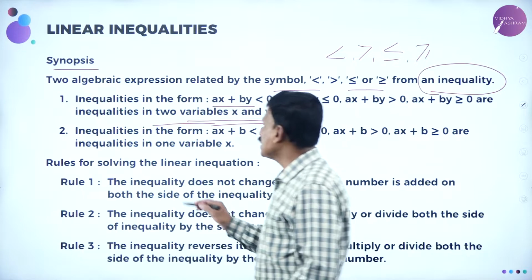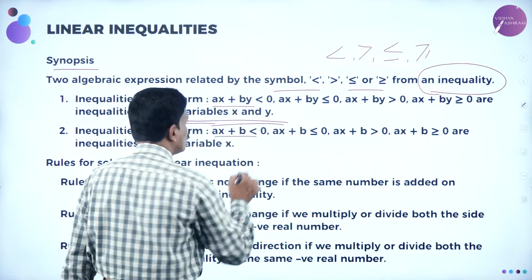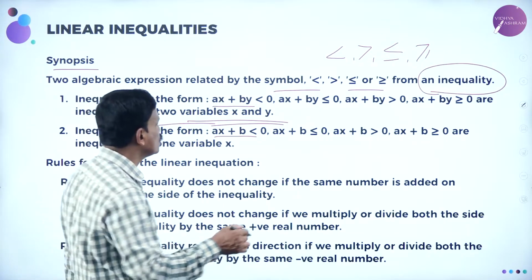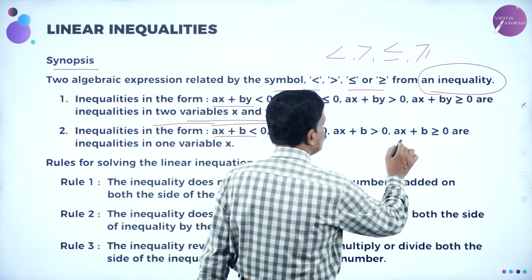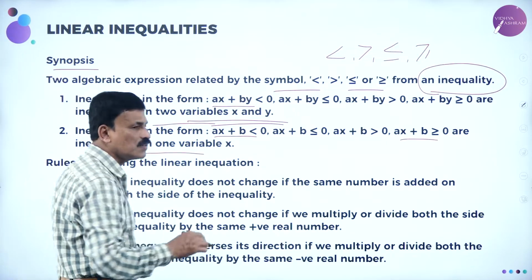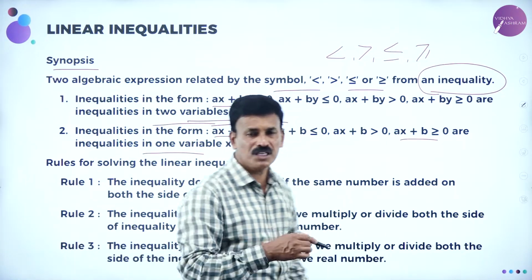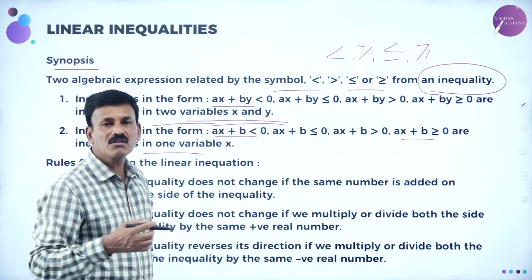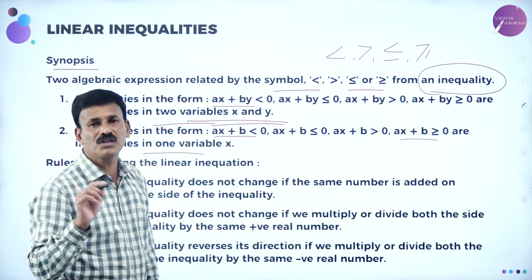Now inequalities in the form ax plus b less than 0, ax plus b less than or equal to 0, ax plus b greater than 0, or ax plus b greater than or equal to 0 are all called linear inequalities in one variable. How many variables are there? There is only one variable, that is x. Therefore these are all called linear inequalities of one variable.